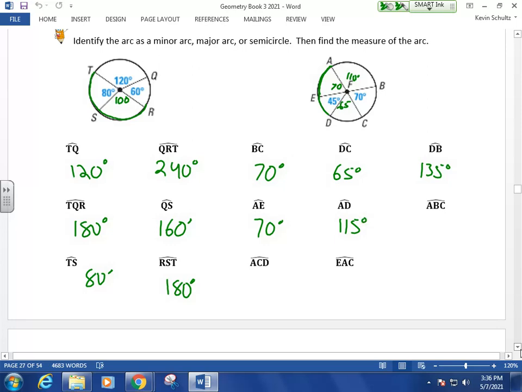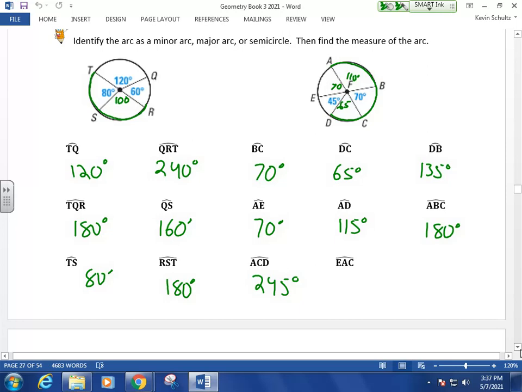And then ABC, from point A through B all the way to C, that is a semicircle, so that's going to be 180 degrees. Arc ACD, so I could have just continued that, A through C to D. So I've got my ABC, my 180, now plus 65, 245 degrees. I could also have started with 360 and subtracted 70 and subtracted 45 to get to 245 degrees there.